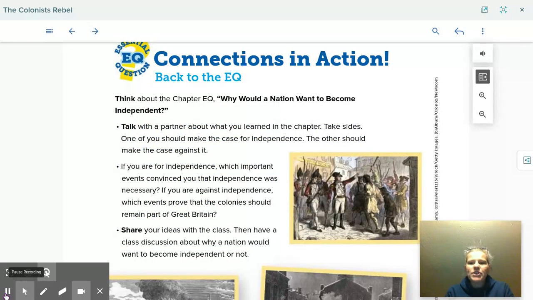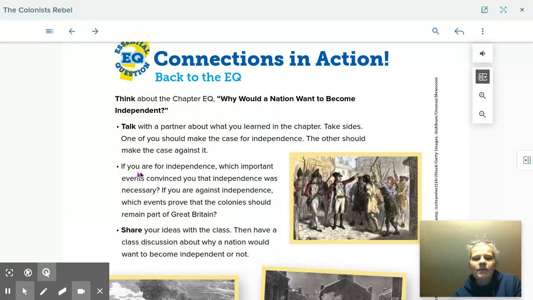So here, this is just for you to think about. All right, so it says connections and action. It says back to the essential question. And this was the essential question for the chapter. It says, why would a nation want to become independent? So I want you to think about that. Why would you want to become independent? I want you to take a side, whether you want to be independent or not be independent. So just think about which you would choose.